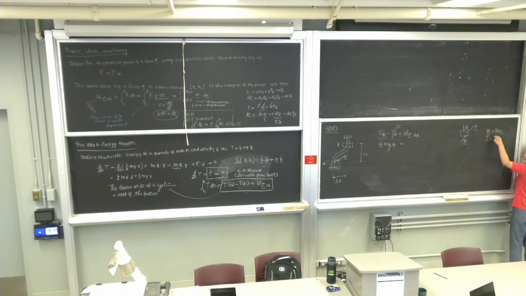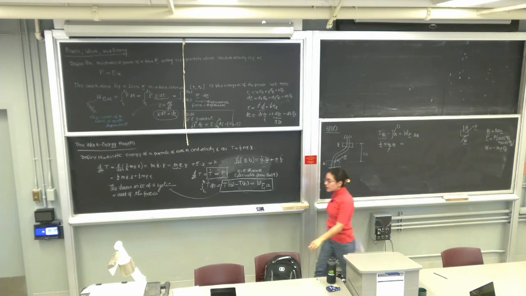P has a given magnitude and direction, cosine 35 degrees Ex plus sine 35 degrees Ey. And we're solving the problem twice, once for P is 25 and once for P is 40. And the weight, minus mg Ey. Any questions? Is that clear?